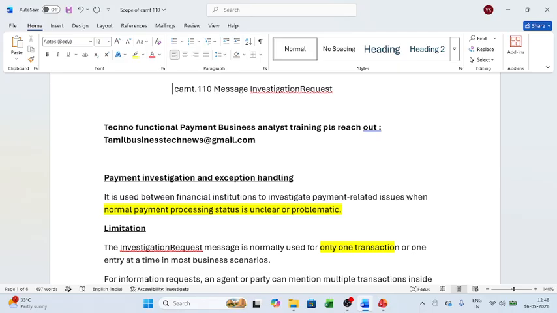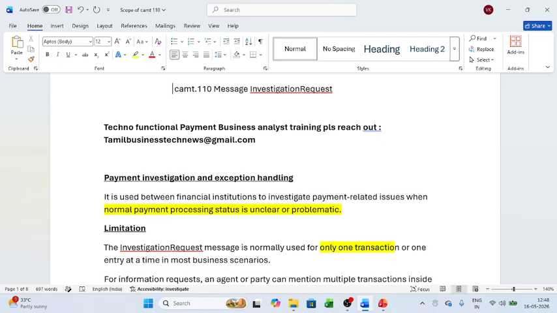Investigation message. What is the payment investigation message? Take the example: the sender bank sends the money to the receiver bank. In case the receiver bank generates the pacs.002, saying your amount is credited, processed, or settled, they send the response to the sender bank. Only then can the sender bank understand whether the amount is flowing properly from one bank to another bank or not. In this scenario, suppose the sender bank never gets the response from the receiver bank.